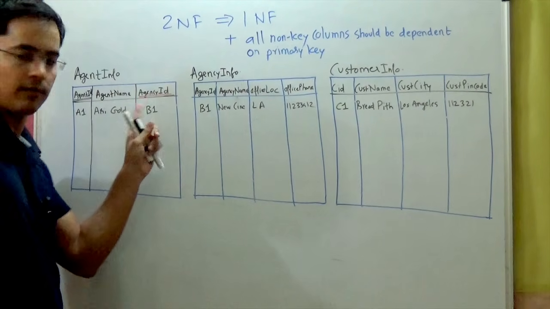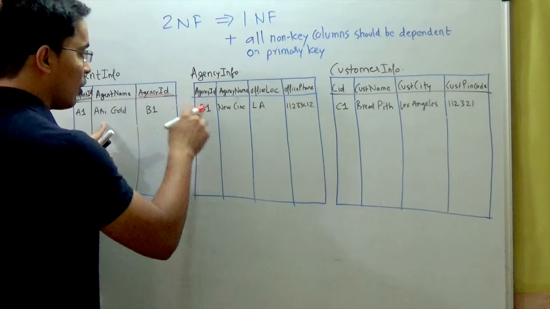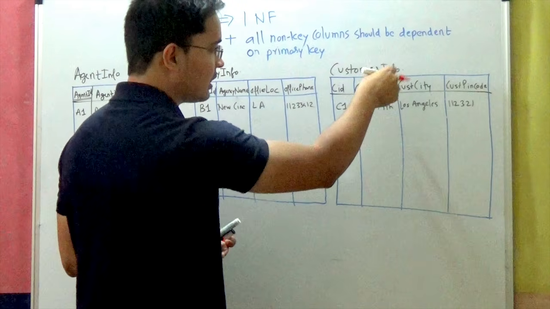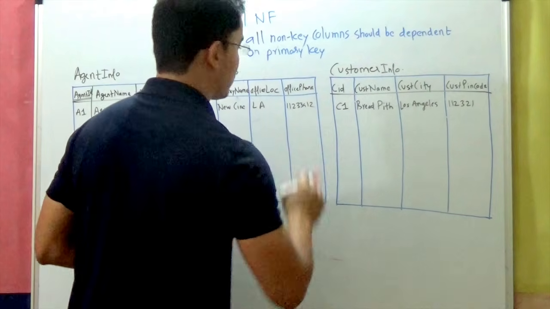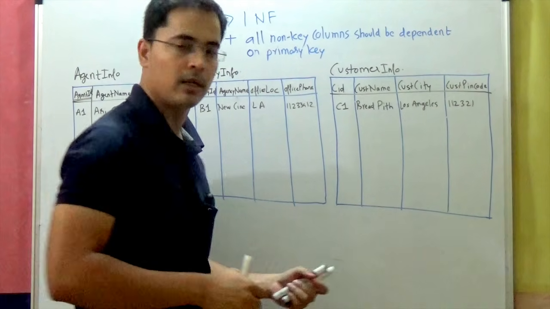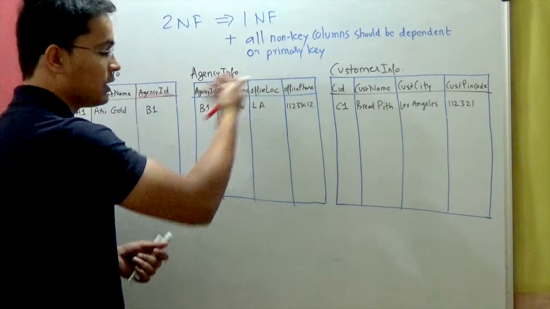Now, we have established a relationship between agents and agencies. There's a foreign key of agency ID. Thus, we know that this agent, Ari Gold, belongs to New Cine Agency. What about, we have removed the agent ID foreign key from the customer info table. So how would we know Brad Pitt is represented by which agent and then accordingly which agency?